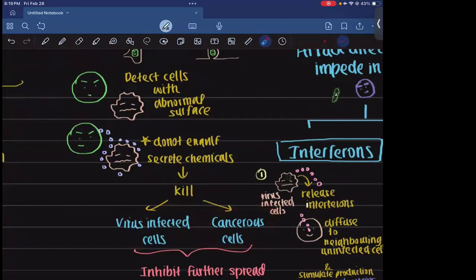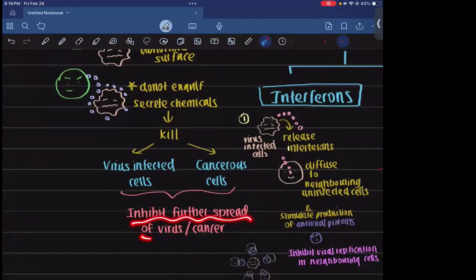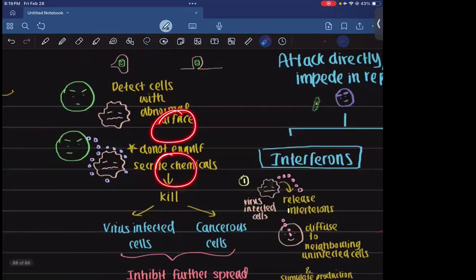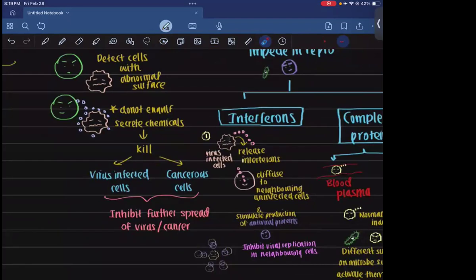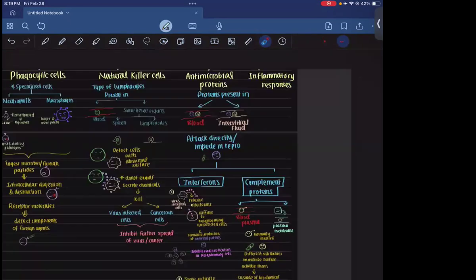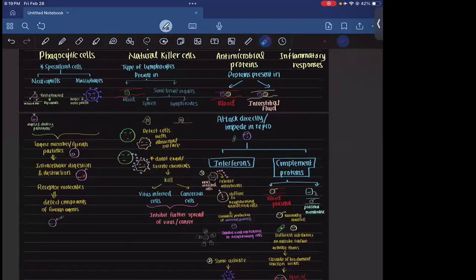So then because of that, they will be inhibiting the further spread of virus or cancer. Now, viruses can spread. If there is a virus infected cell, they can spread to other normal body cells as well. So what these natural killer cells will do is, once they detect these virus infected cells, they will kill them so that the virus won't be able to spread to the other cells, and therefore the spread of the virus or cancer is ultimately inhibited. So this is what natural killer cells will be doing.